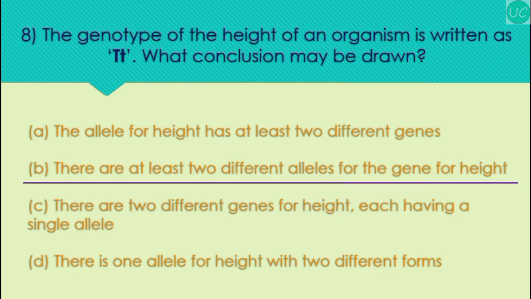So this is correct. There are two different genes for height, each having a single allele. So again, this is wrong. Not genes. It is two different alleles and single gene. And option number D, there is one allele for height with two different forms. So this is also wrong. This is not one allele. There are two alleles for one gene, and there is no such thing as two different forms. Okay, so the option number B is correct.